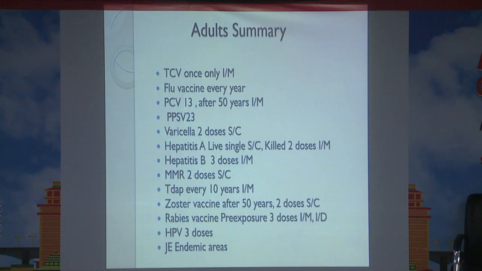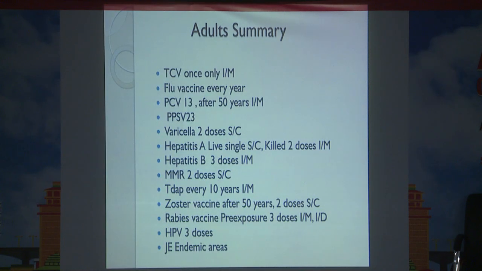And coming to adult 20 year, 30 year, 40 year, 50 years: typhoid conjugate vaccine once only, flu vaccine every year, PCV 13 after 50 years, PPSV after 65, plus with person with comorbidities, varicella 2 vaccines, hepatitis A killed vaccine 2 doses, live vaccine single dose, hepatitis B, MMR, Tdap, zoster, rabies, human papilloma virus vaccine, and Japanese encephalitis. That is used only in endemic areas.